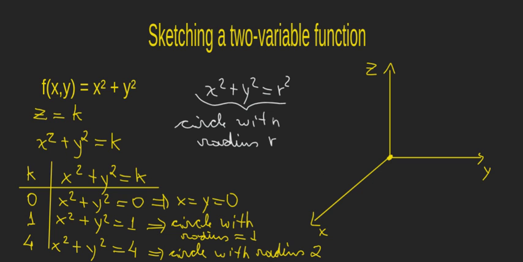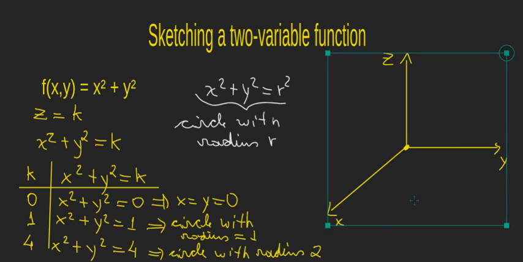So let's use all this information to draw the picture. 0, 0 is a point. When we are at height 1 for z, the picture that we have is a circle with radius 1. So at this height we have a circle with radius 1.